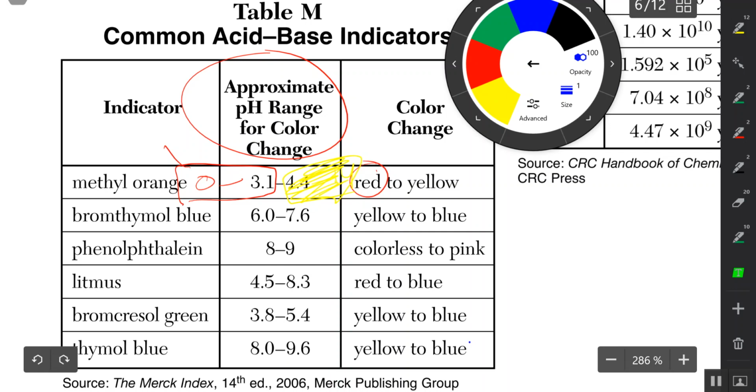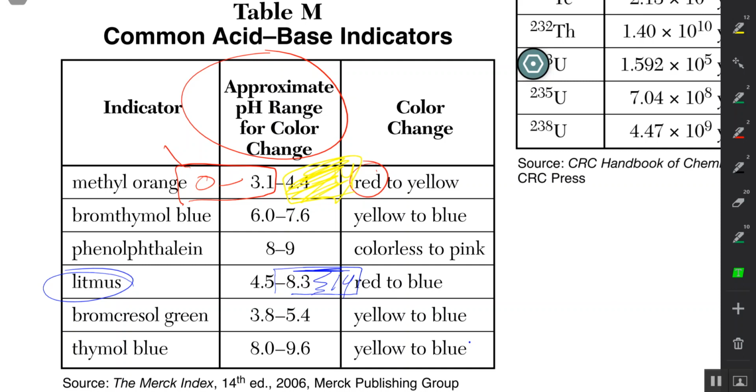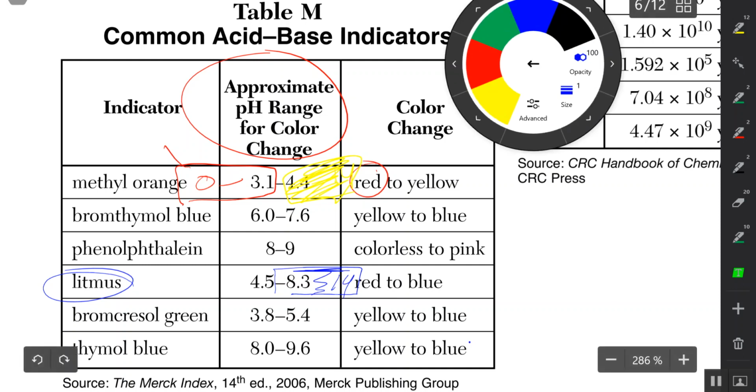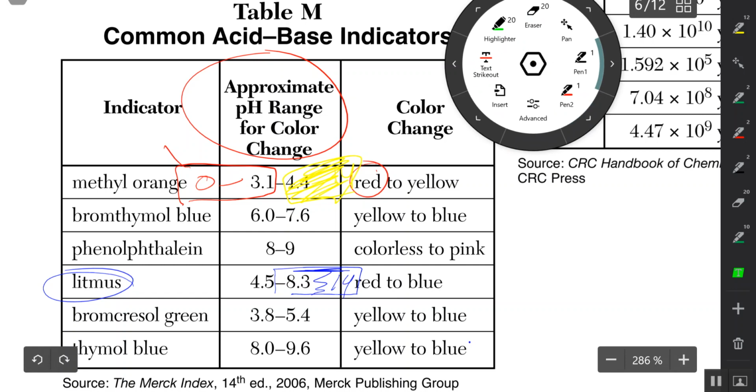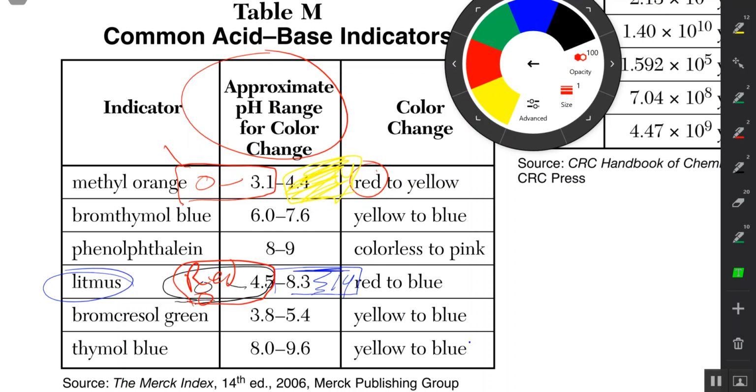So same thing here. Let's say for litmus paper, if the pH is between 8.3 and 14, you're going to have a blue color. If the pH is between 4.5 and 0, you're going to have a red color. 4.5 to 0. Okay, so depending on what the solution is.